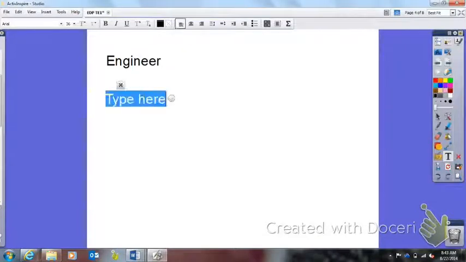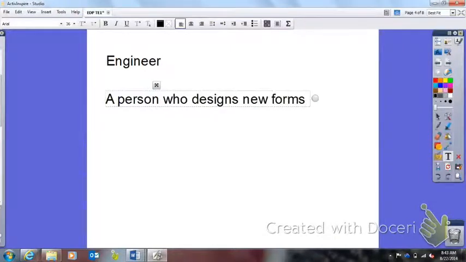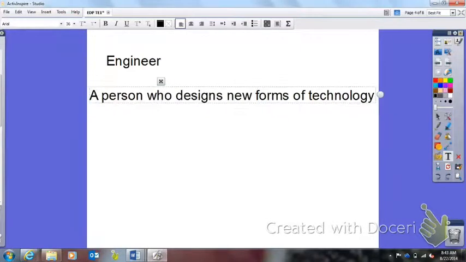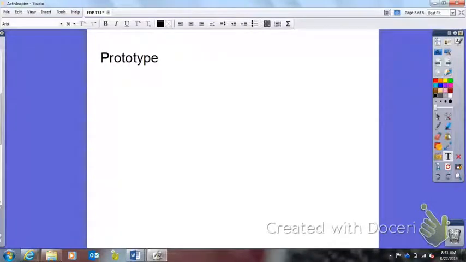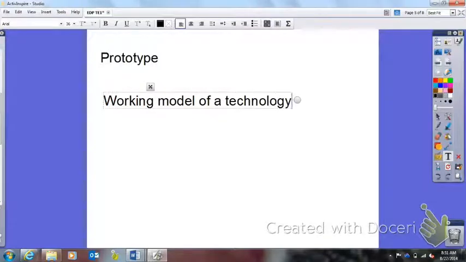Next word to define is engineer. An engineer is a person who designs new forms of technology. Okay. All right. The next word we need to define is prototype. A prototype is a working model of a technology. Okay, and in just a little bit, when we actually look at the engineering design process, you'll see the purpose in creating a prototype.